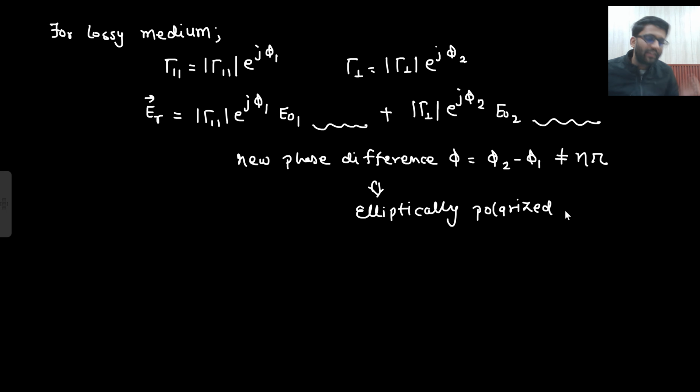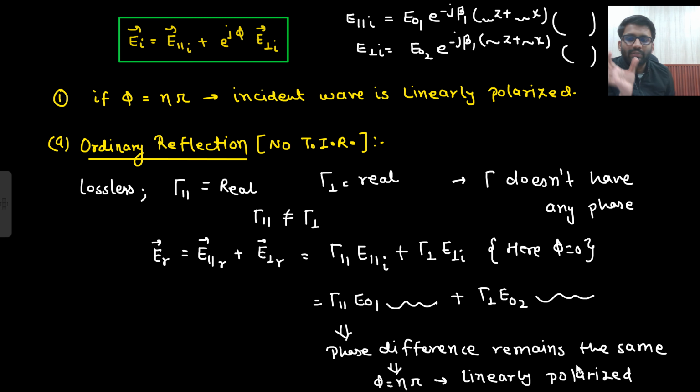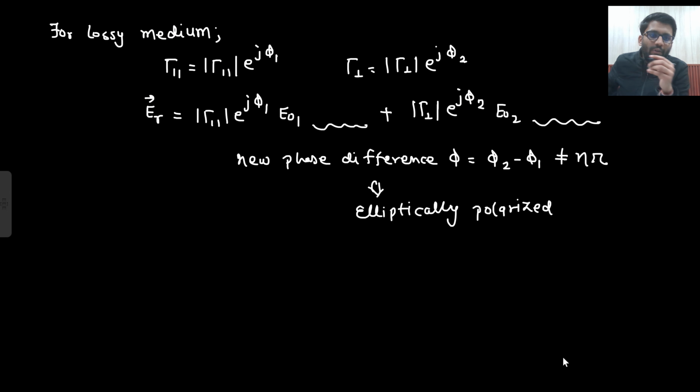So this is how you need to think in the examination. In the examination, first it will be given that both are lossless media. If both are lossless media, then there is no doubt that the reflection coefficient and transmission coefficient both will be different, but both will not add any phase. If they are not adding any phase, then linear polarization will remain linear only. But if both of the mediums are lossy, then what will happen?